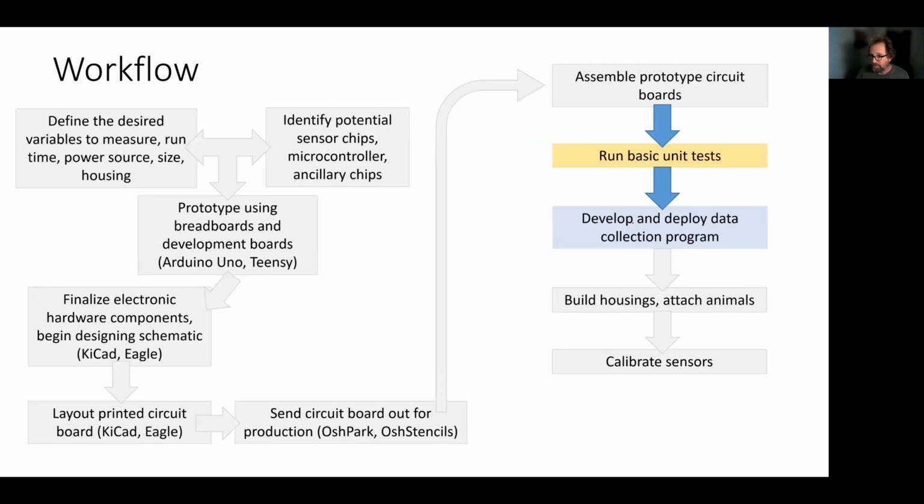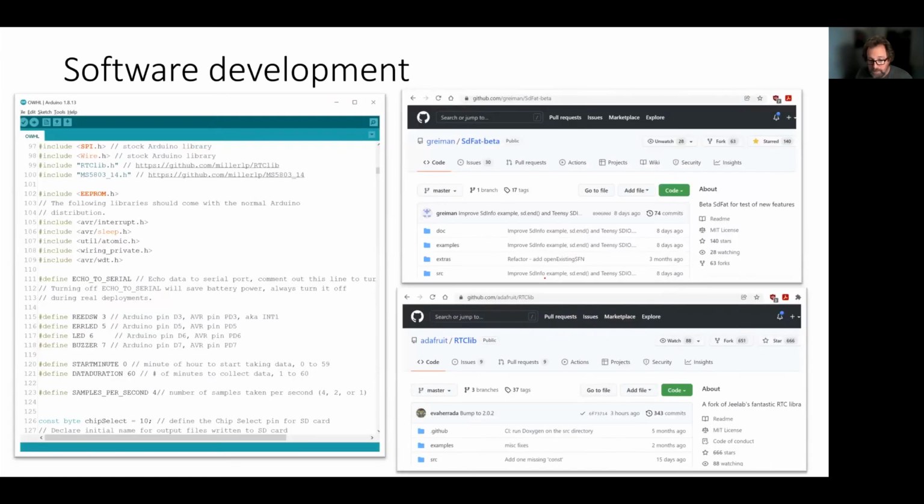At that point, you've got an assembled prototype circuit board. It's time to write some software to test the individual pieces and then develop and deploy that final data logging program, which in some part is probably a derivation of your original prototyping that you did.